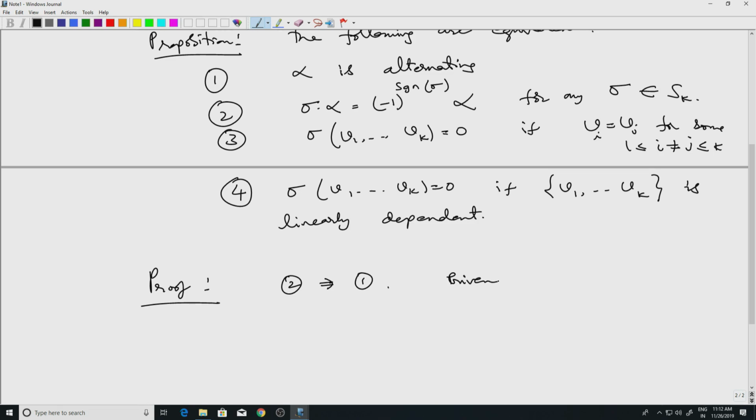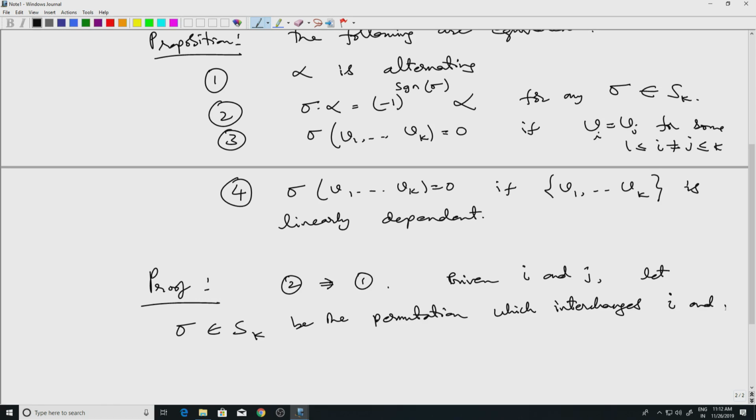let sigma be the permutation which interchanges i and j and keeps the rest fixed. So this is what we call the transposition. Take sigma to be the transposition which interchanges i and j and keeps the remaining rest fixed.